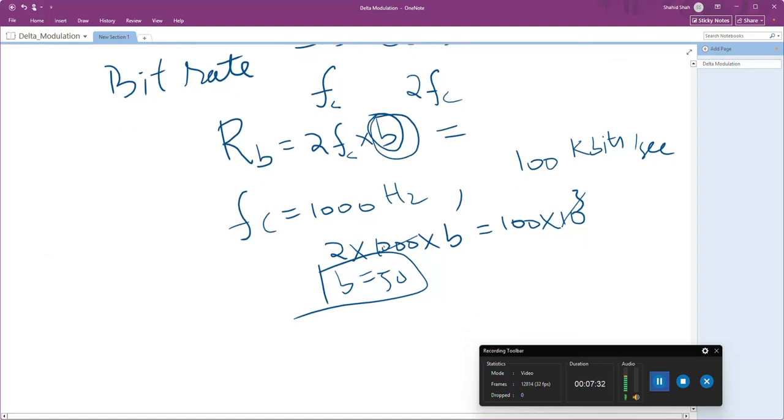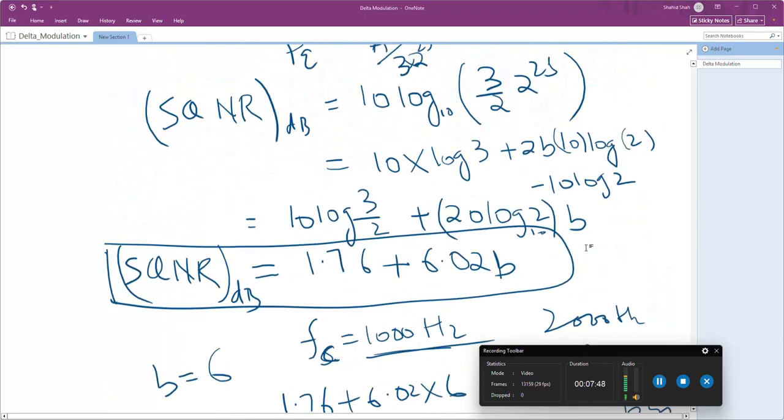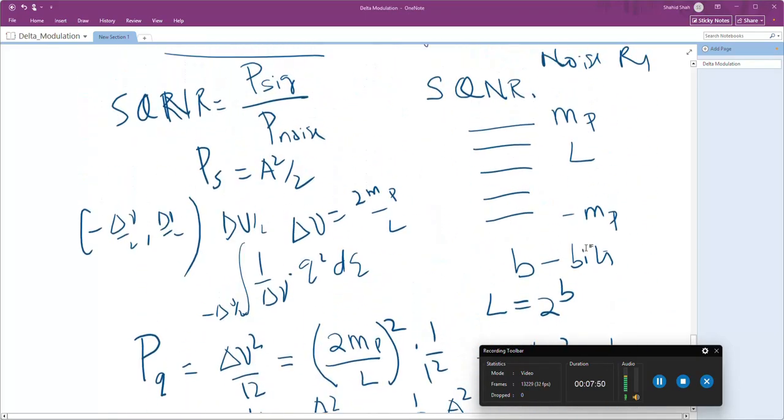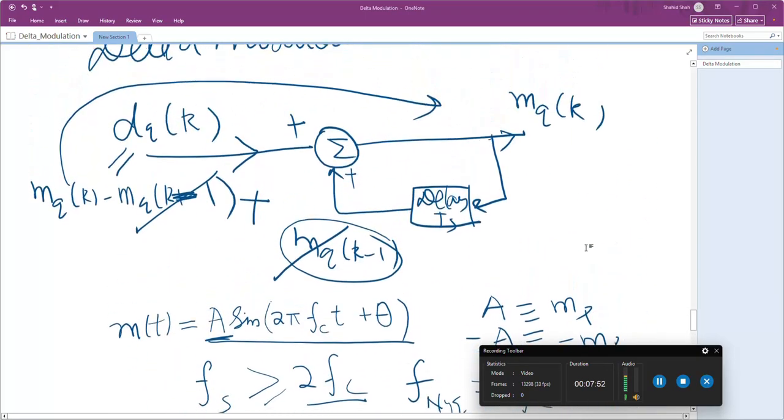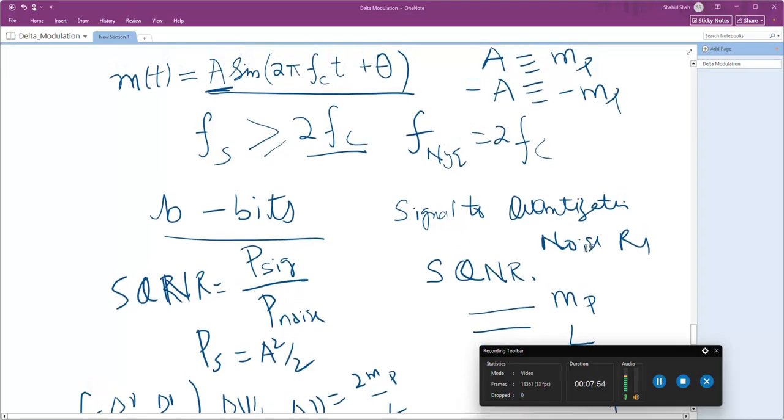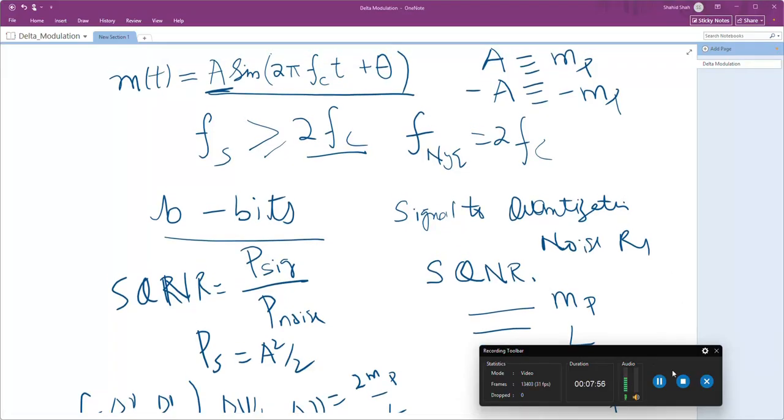Similarly, b may be given to you and you may be asked to find the sampling frequency or the frequency of the signal such that we get a particular bit rate. We can easily solve such problems. So that was a small video on solving some problems based on sampling and quantization, which we could not do in the class because of lack of time, but I think the short video will be very helpful.